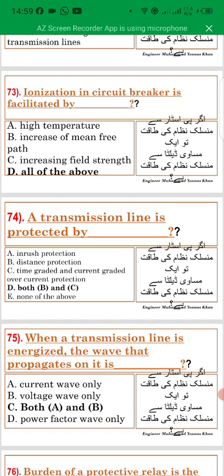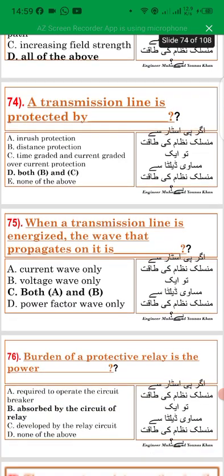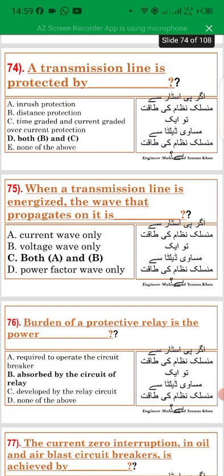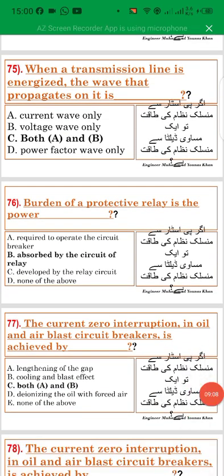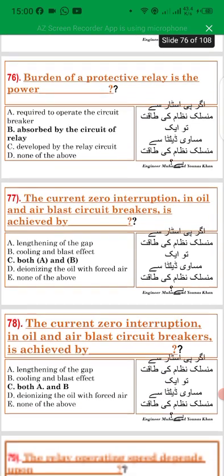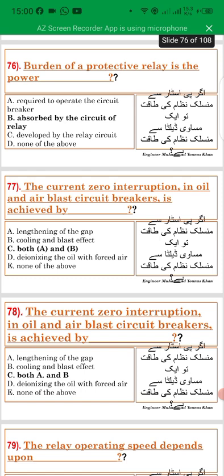Ionization in circuit breaker is facilitated by high temperature, increase of mean free path, increasing field strength, all of the above. A transmission line is protected by distance protection, time graded and current graded protection. When a transmission line is energized, the wave that propagates on it is current wave and voltage wave. Burden of protective relay is the power absorbed by the circuit of relay.